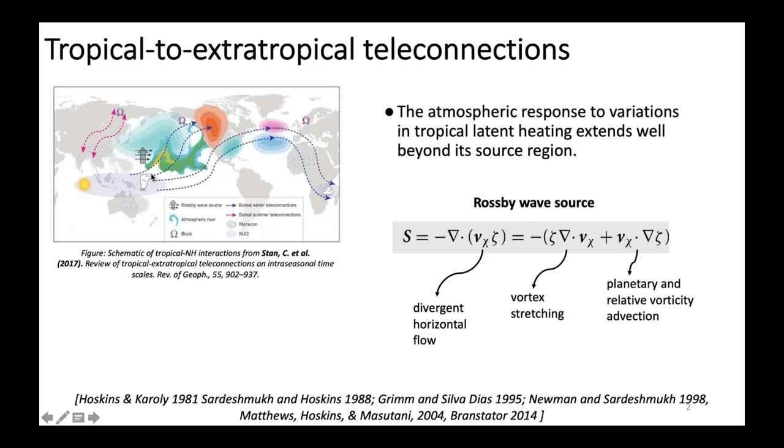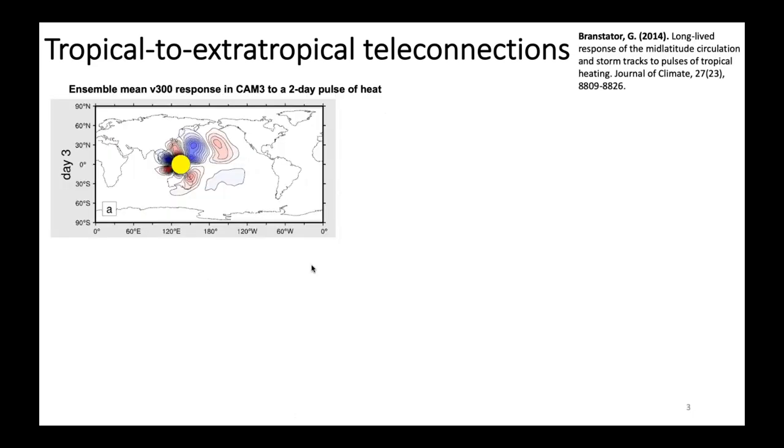And here on the left side, I'm just showing you a couple of known pathways for this tropical to extratropical teleconnection at intraseasonal timescales in particular, because that's what I'm gonna focus on today. To be a bit more concrete, I'm going to show you a couple of figures from Brandstetter 2014, where he superimposed a two-day pulse of heat near the equator on many realizations of a free run of Chem-3 on January 1st. And what you're looking at here is the day 3 ensemble mean response to this forcing, in upper level meridional winds, where you can see this wave train expanding well beyond its forcing region.